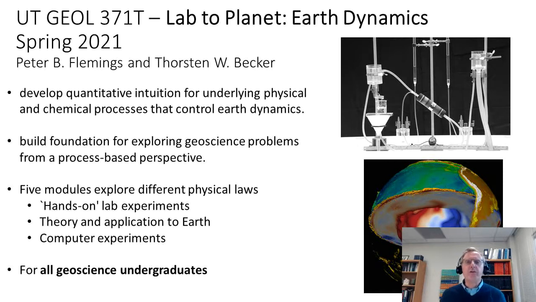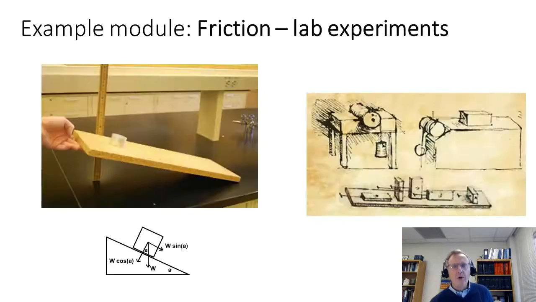So how are we going to do this? We're going to have 5 modules. You can look at the syllabus and see what each module is. I'll emphasize that different modules will demonstrate different Earth processes or Earth geosystems, from groundwater flow to lithospheric deformation to sedimentation and erosion. Thorsten and I thought we would give you one example, and one thing we're going to talk about is friction.